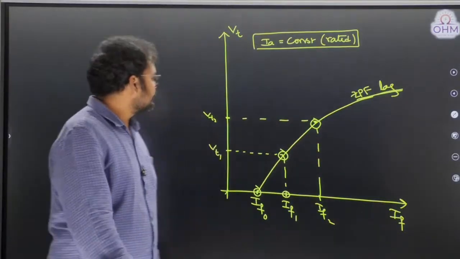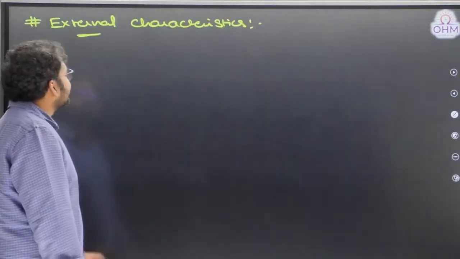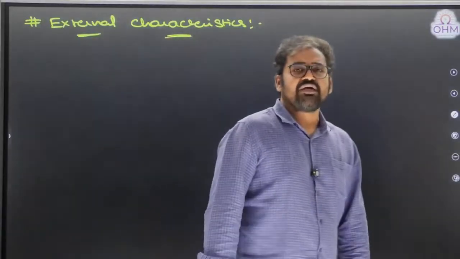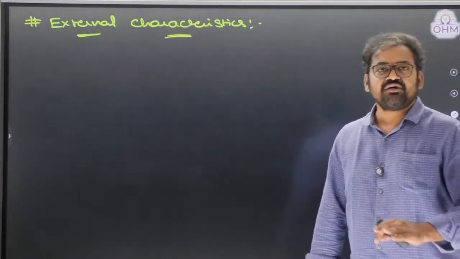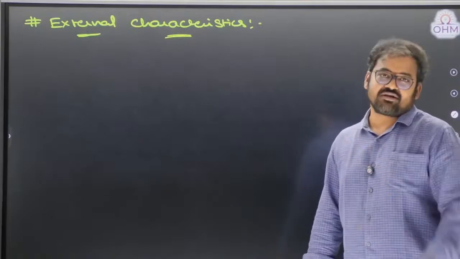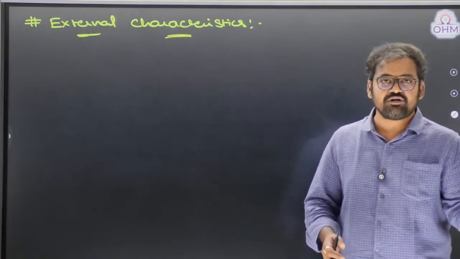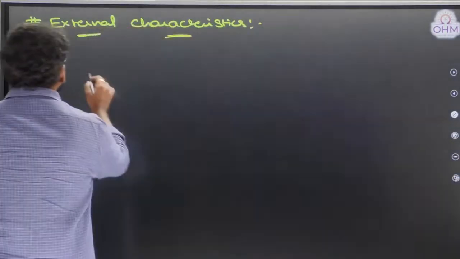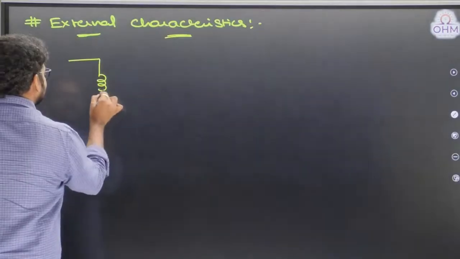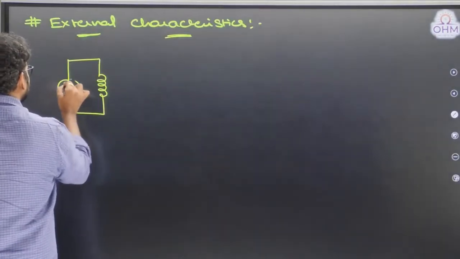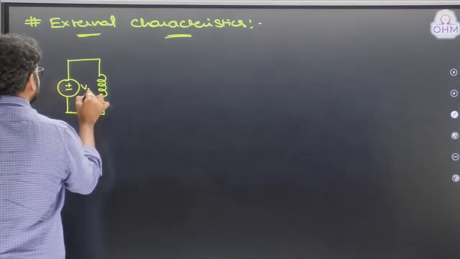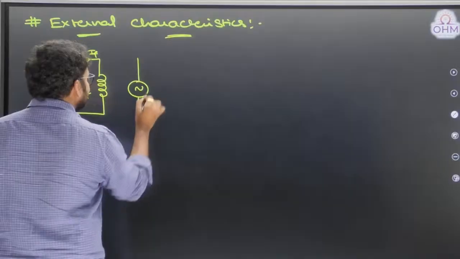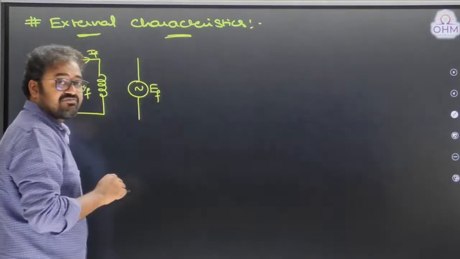Understand? Now, the final one, external characteristics of an alternator. External characteristics are drawn between external voltage and external current. External voltage means terminal voltage. External current means load current. So see here, assume this is the field circuit of the alternator. We are exciting this field winding using a DC supply that will induce an EMF in the armature winding. We call it the field induced EMF.